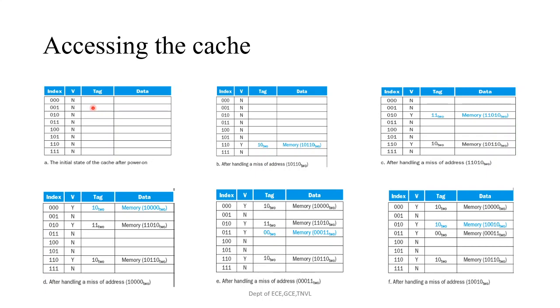So let us see how the miss and hit we are calculating, and how the tag bits are changing, and how the valid bits are changing, and how the data are changing. So this is the initial state of the cache once the power is on. Now we want to search the data, whether it is in the cache or not. If it is not, then what action we need to do? If it is there, then we need to assume this as a hit.